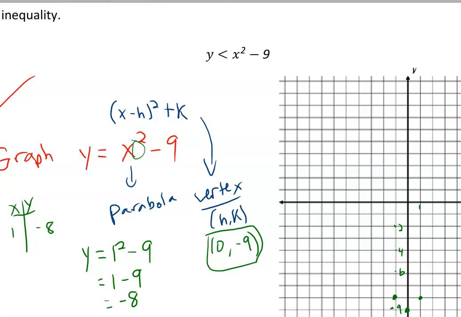Now before I draw my parabola, again, instinctually I just want to draw a line connecting those 3 points in a U shape. But I have to make a decision here. Is it solid or dashed? And in this case, unfortunately, it's going to be hard to draw, but it's a dashed parabola, right? There's no equals to here. So we're going to have to do this as a dashed U shape.